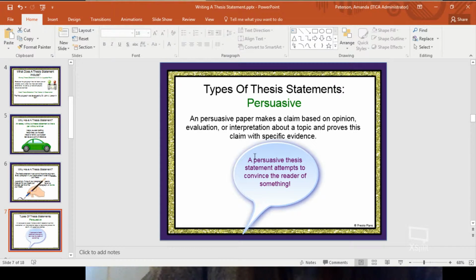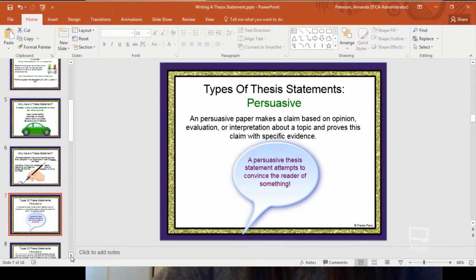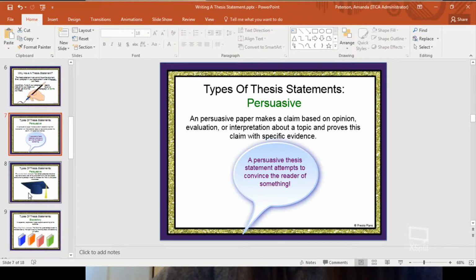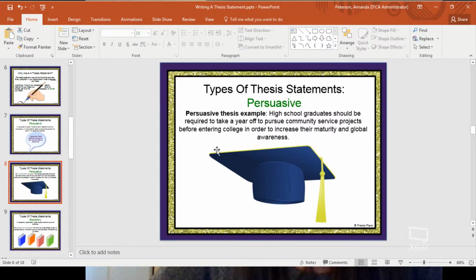Okay, so there are different types of thesis statement. One is persuasive. And a persuasive paper makes a claim based on opinion, evaluation, or interpretation about a topic and proves this claim with specific evidence. A persuasive thesis statement attempts to convince the reader of something, hence the keyword persuasive here. You're trying to convince somebody.